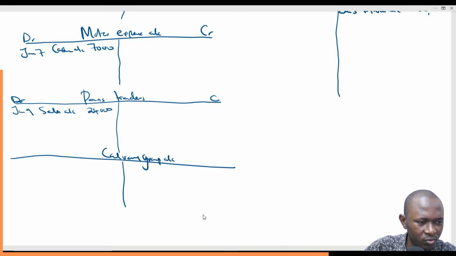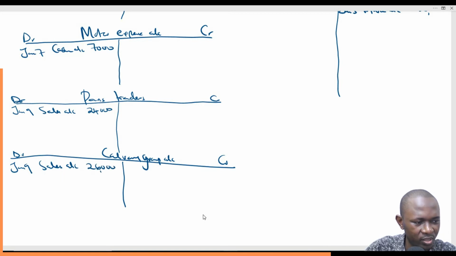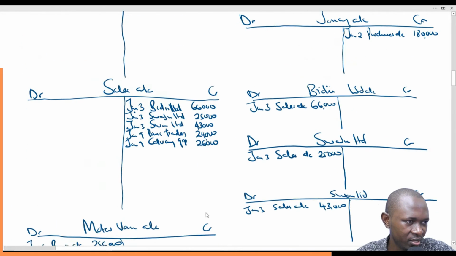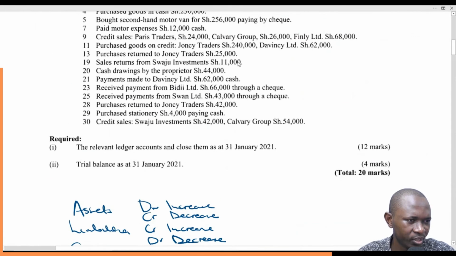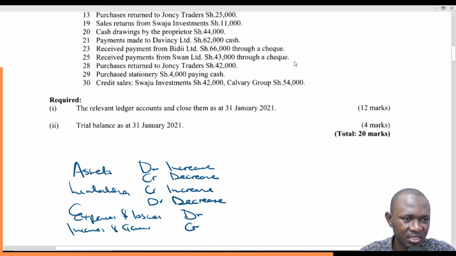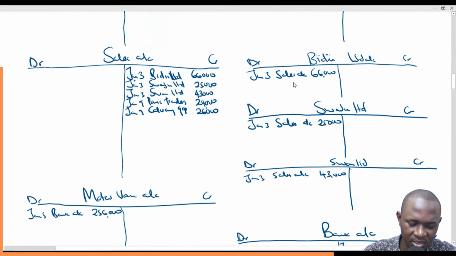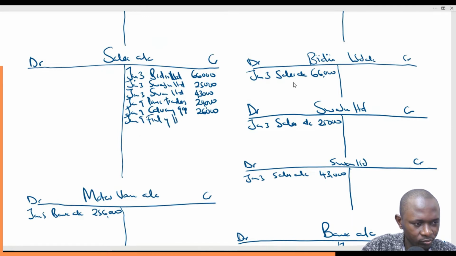Calvary Group account, credit, debit, and then we say January 9th because he is a debtor, sales account 26,000. Let me just confirm the figure, if we've captured it right. Calvary Group 26,000, yes. Then we have Finlay Limited 68,000. We again come here, it's the same date. Finlay Limited 68,000.